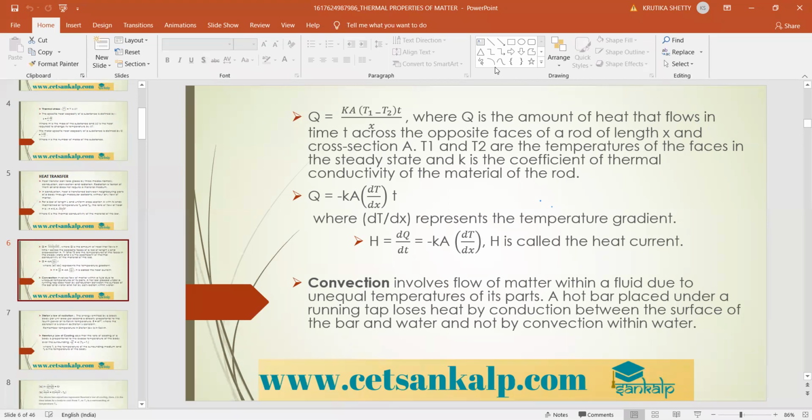The example for convection of heat is a hot bar placed under a running tap. It loses heat by conduction between the surface of the bar and water, not by convection within the water. Here, the convection takes place between the bar and the water, not within the water. So this is the example for the convection process.